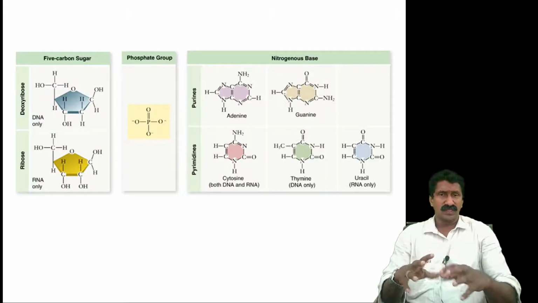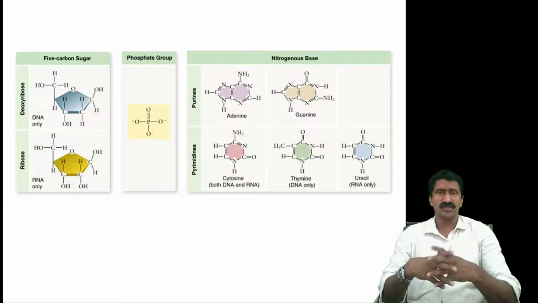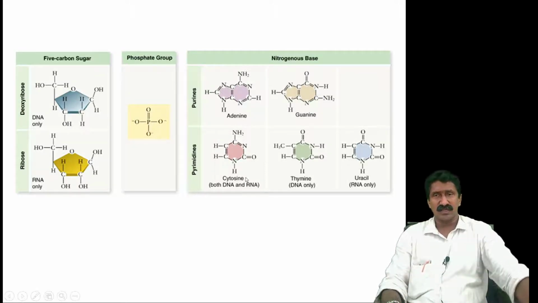And now we know that we already discussed in the previous sessions the various structural components of the DNA and RNA, where we have the deoxyribose sugar and ribose sugar, that is, the 5-carbon sugar used in the case of nucleic acid.